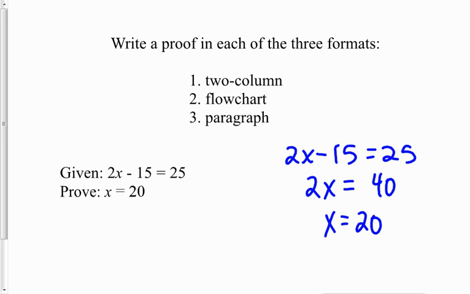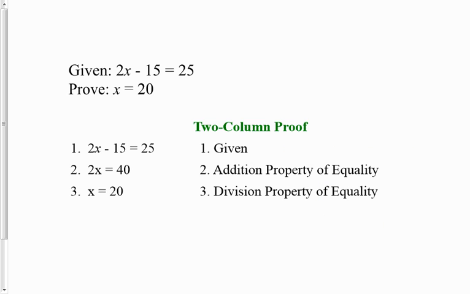But each step has to have a justification. So let me show you a proof in two-column format. And understand that this is a very simple example. So this is a two-column proof. You can see the column on the left has the three steps that I just went through in solving for x. And the column on the right shows you the justification for why each step can occur. For example, in step 1, that was the given equation. So we state it as given.